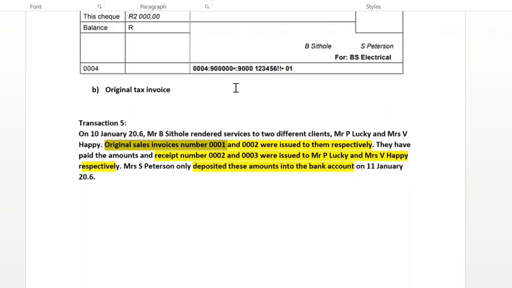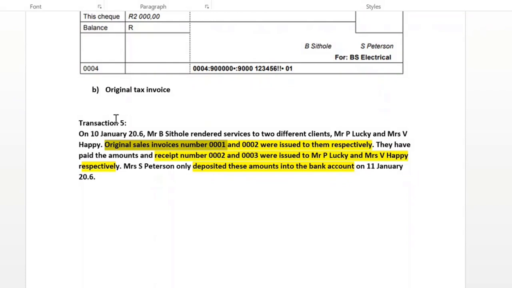What are the source documents that are left with BS Electrical as proof that they rendered a service to Mr. P. Lucky and Mrs. V. Happy? Desiree is saying original sale invoice and duplicate bank deposit slip. Okay.